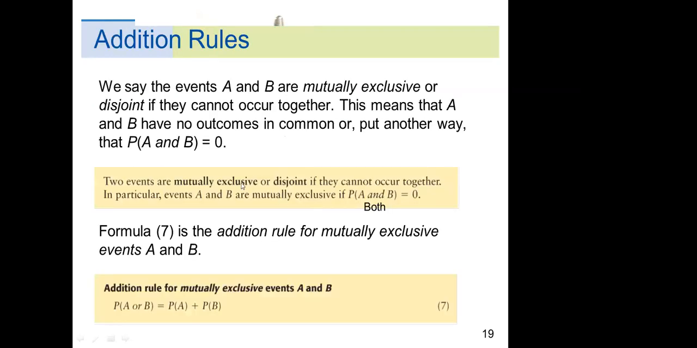We say that events A and B are mutually exclusive or disjoint. I like the word disjoint because I think of Venn diagrams. They're disjoint if they cannot occur together. This means that A and B have no outcomes in common. So sometimes we have mutually exclusive events or disjoint events. We don't have to worry about any double counting because these things cannot happen at the same time. But many times we do have to worry about it. We don't want to double count anything.